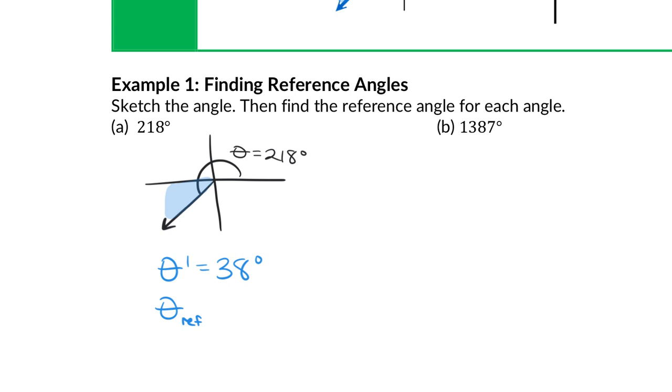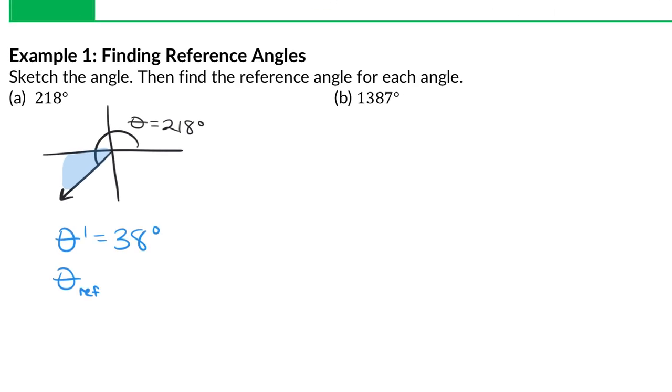Okay. What about this crazy large angle? Let's sketch 1,387 degrees. Oh, joy. I know, it'll be fun. Okay, here's my x and y axis. Let's just make this easy for ourselves. This is 0 degrees. If I go all the way around, how much is that also?